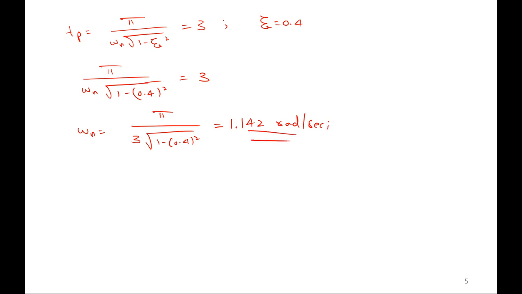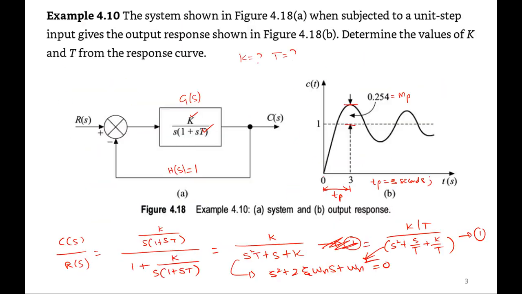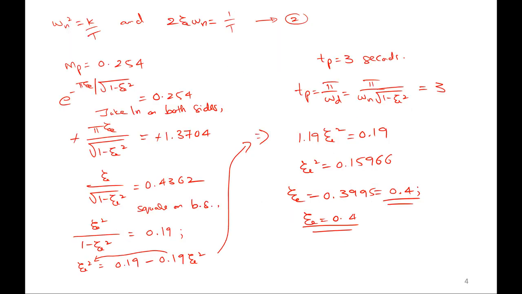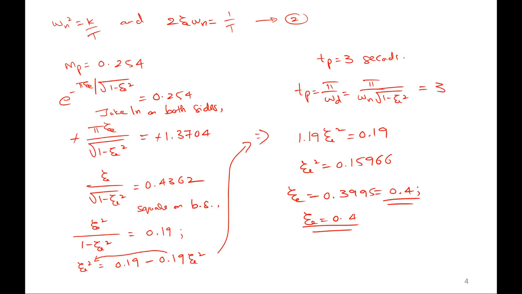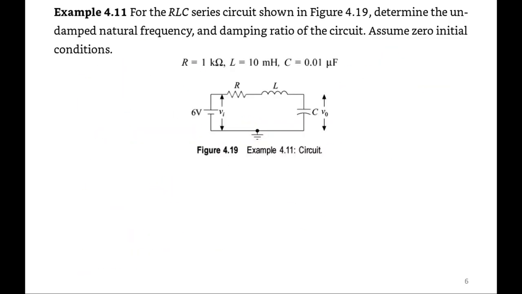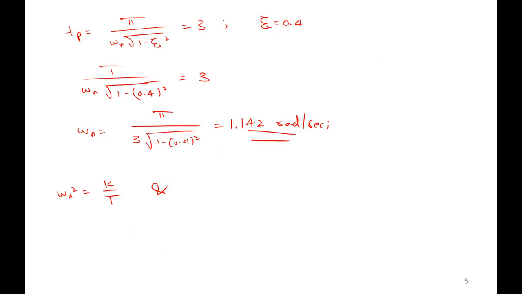So we have found z and omega n. But what is actually asked is the value of K and T. Here you can observe from equation 2, omega n square is K by T, and 2z omega n is 1 by T.